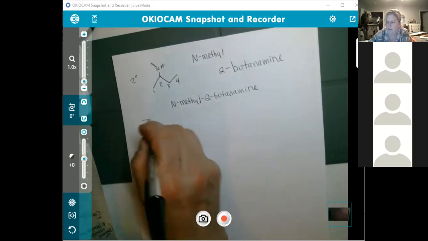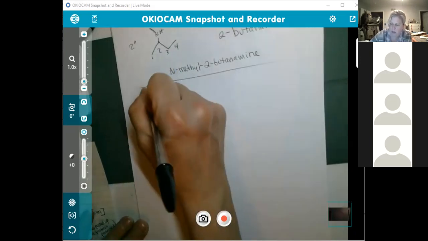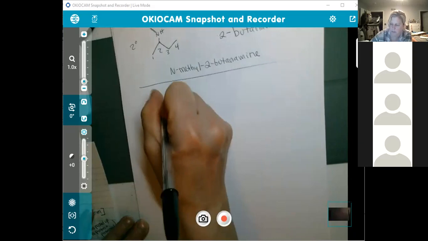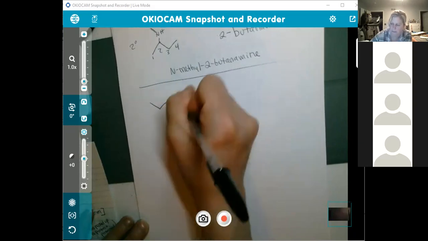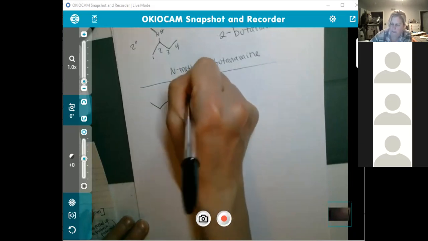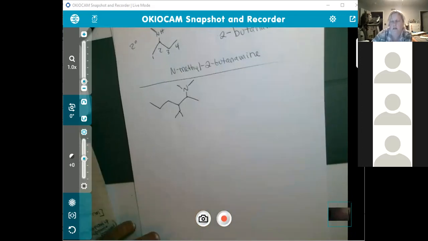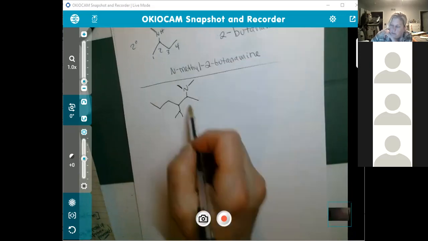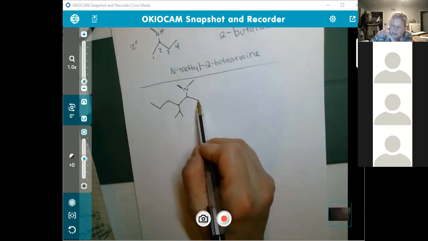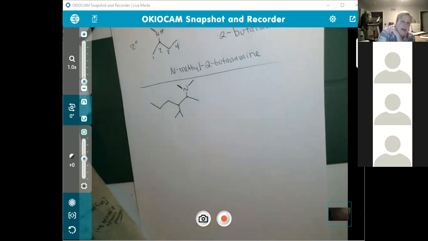What if we have this? What do I do with that? What's the longest parent chain? Hex. Yeah, hex is the longest chain, so it would be hexanamine, right? Yep.